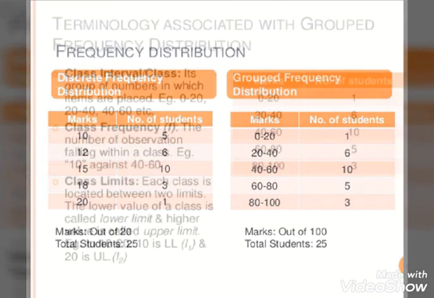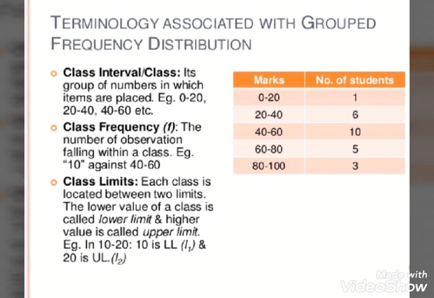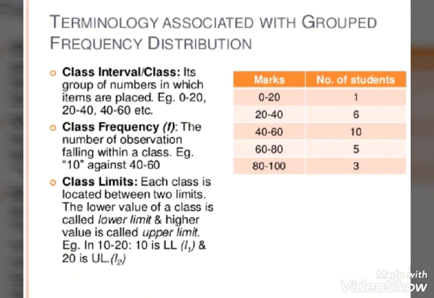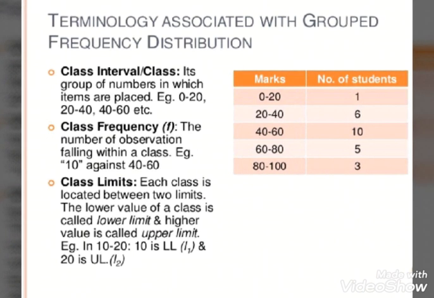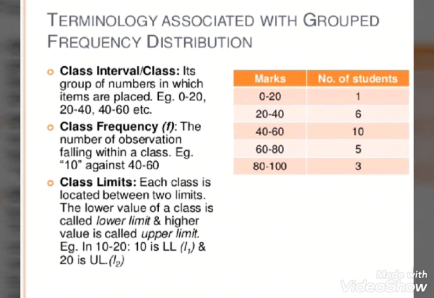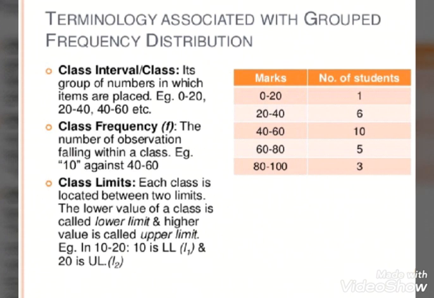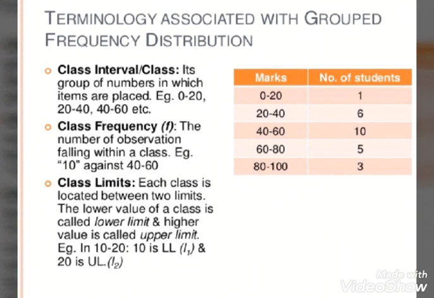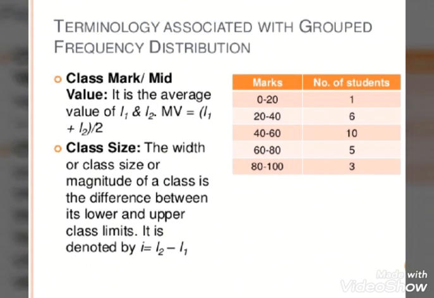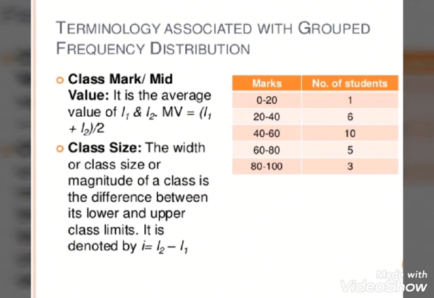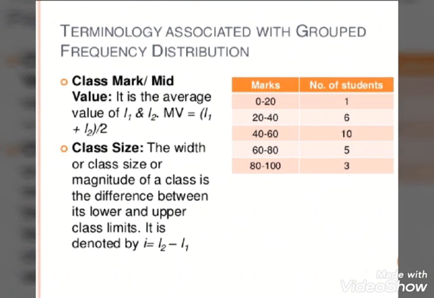Then we will see the terms related to your grouped frequency distribution. There are terms like class interval, class frequency, class limits, class marks and class size. Class interval is a group of numbers in which items are placed. You will not be mentioning a single number, you will be showing the intervals or duration between the numbers. Then class frequency is how many times it has repeated. Class limits means it should not cross more than 20 or 10, according to how you are deciding your presentation. Then class marks is the average value, that is, the middle value, of what you are going to present. Class size means the limit of your presentation or limit of your variable.